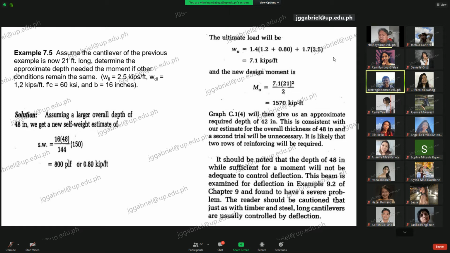You don't use U in here yet. The ultimate U pertains to ultimate. That means it was already multiplied by the factor of safety, which is 1.4 for dead load, 1.7 for live load. But be cautious that you don't multiply twice. If you have already multiplied it by 1.4 when you were computing for the distributed load, then you should not multiply it in here already, no? Because that 1.4 is already multiplied.